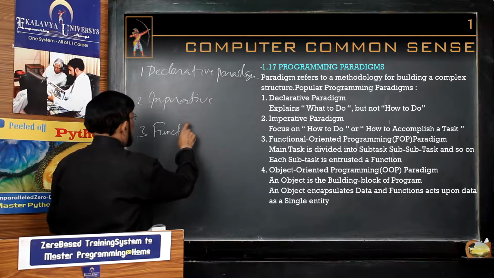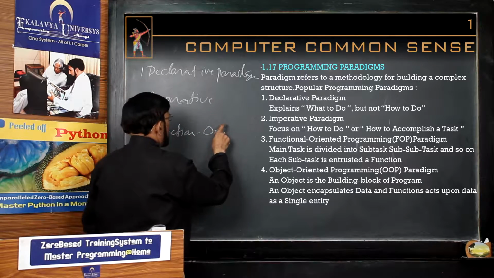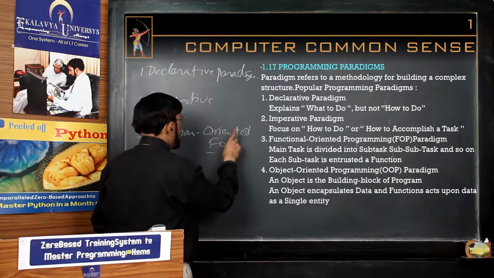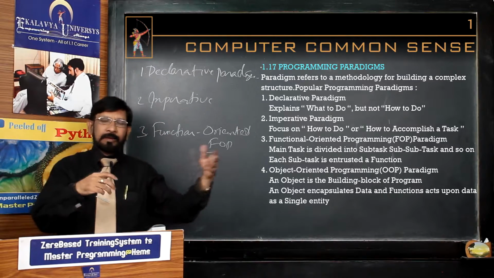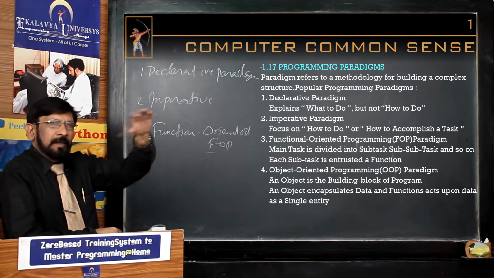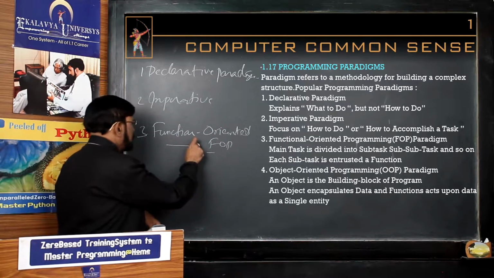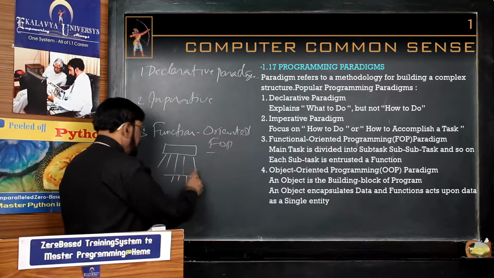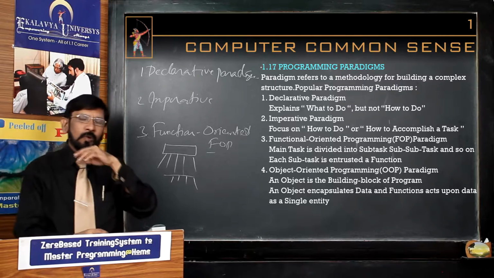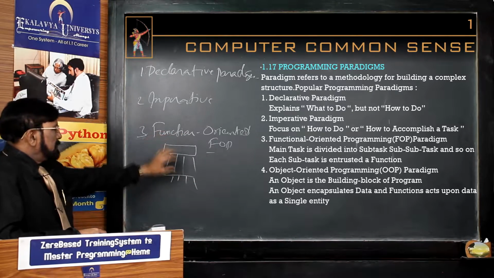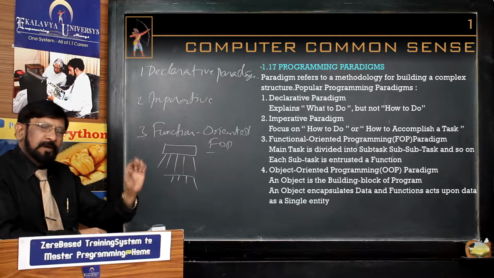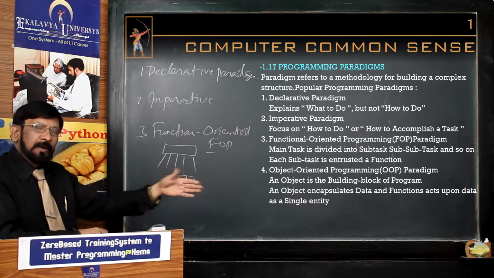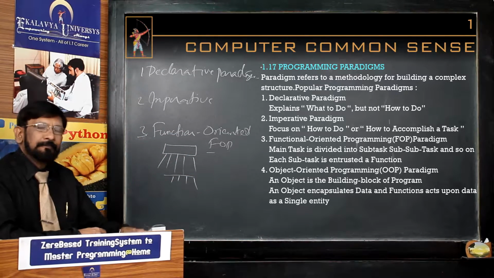The third one is the function oriented programming paradigm, simply called FOP. In this, it represents real life. Take a main task, and the main task is divided into subtasks, sub-subtasks. Like that it is divided until there is no scope of further division. A main task is divided into sub-subtasks, like that, up to the possibility of dividing.